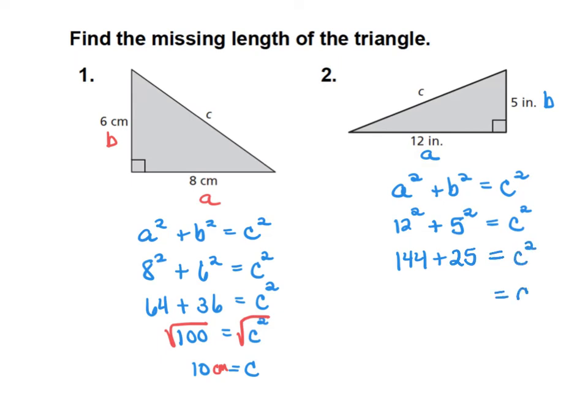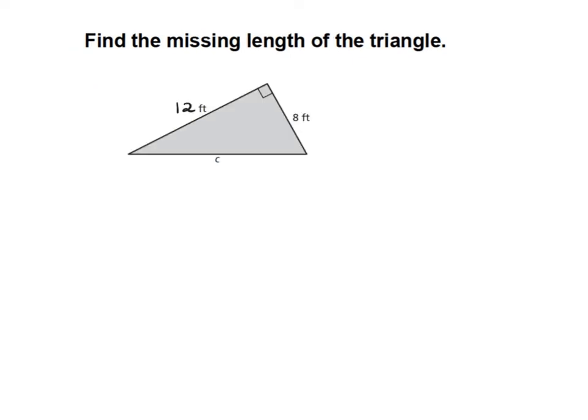So we know that c squared is equal to 169. If we square root both sides, we find that c is equal to what? C is equal to 13, and we are going to label it 13 inches. So again, we are trying to find C, which is our hypotenuse. Remember, that is the side across from the right angle.